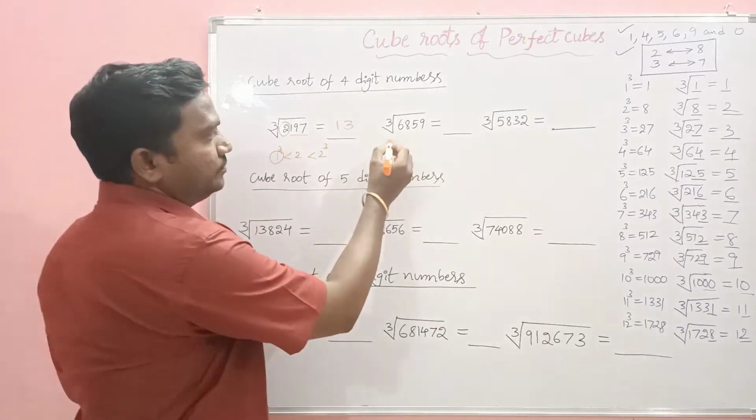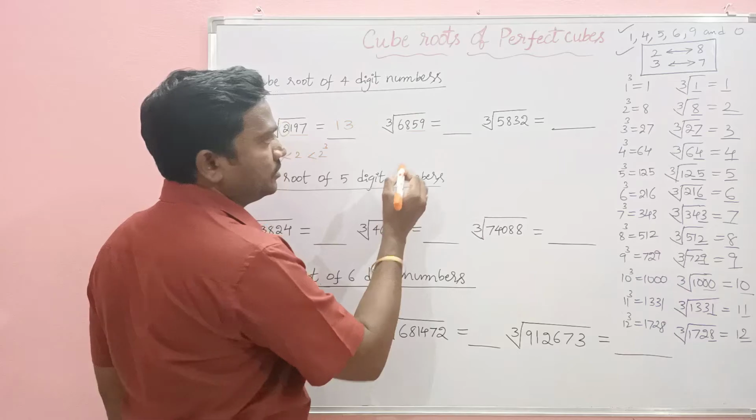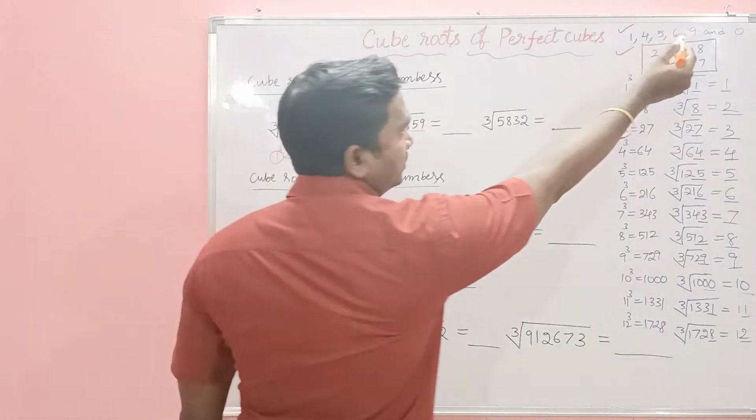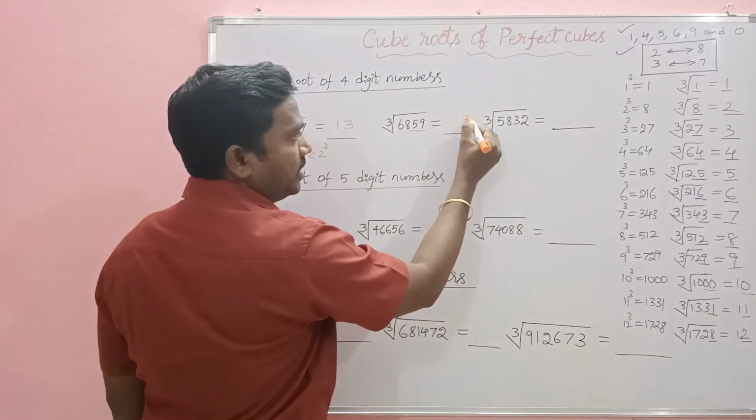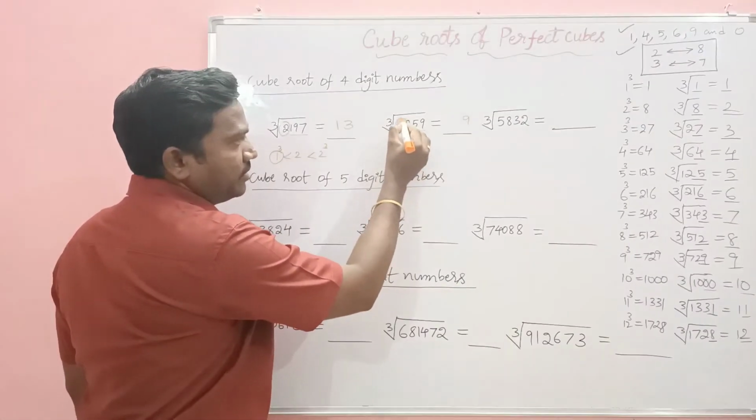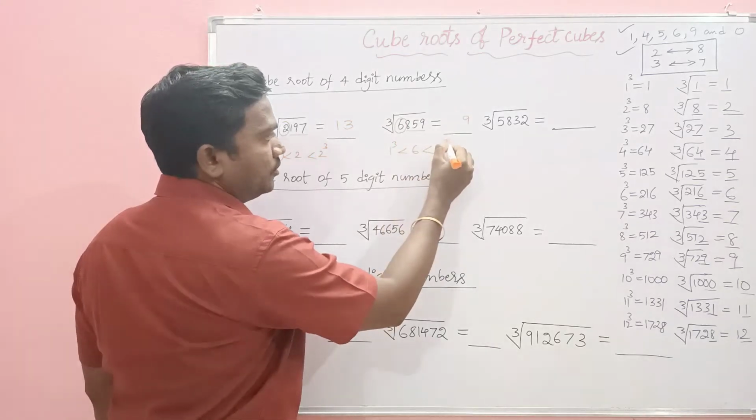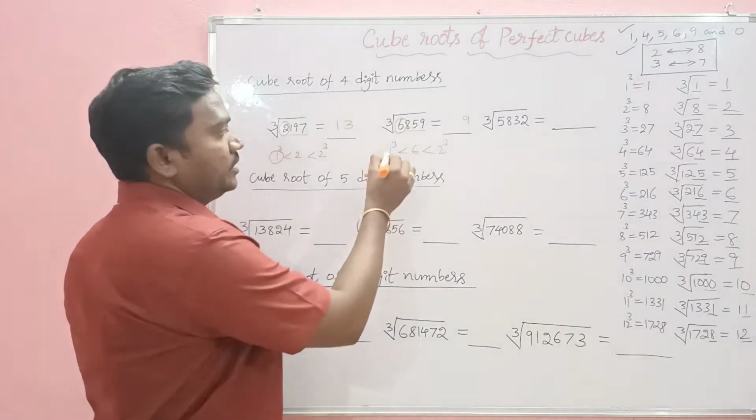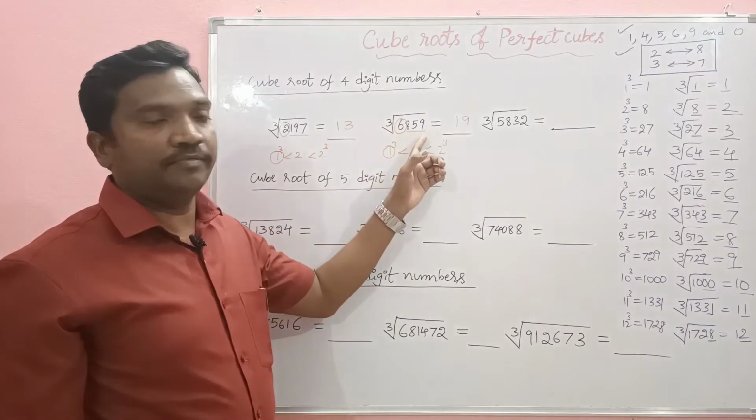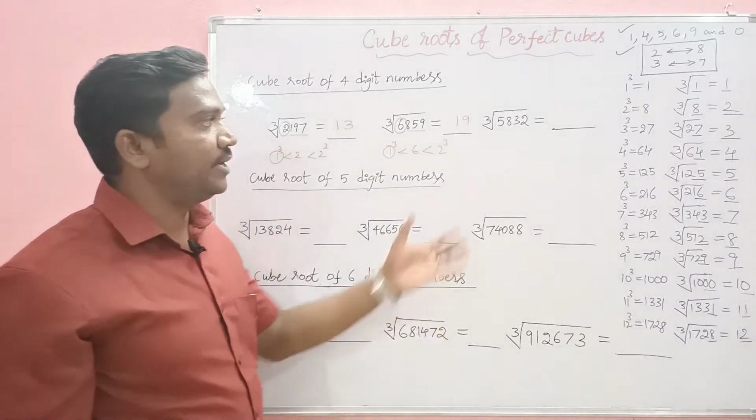See one more example here. Last 3 digits as one part. So here the number ends with the digit 9. We know that we can get 9 in its units place. Now what about this number? We know that 6 lies between 1 cube and 2 cube. So here the smallest one is 1. So cube root of 6859 is equal to 19. See how simple it is.